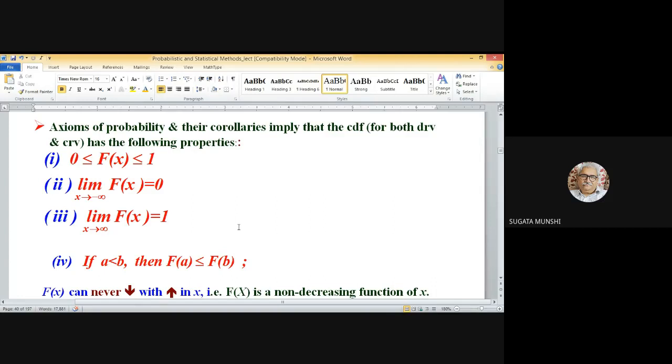So that is valid for both discrete random variable as well as for continuous random variable. DRV stands for discrete random variable, CRV stands for continuous random variable.